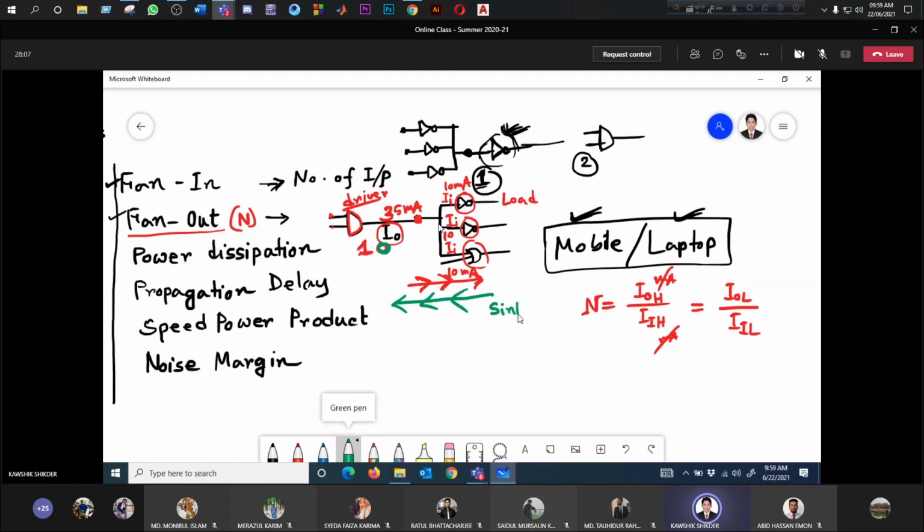So this is known as current sinking. If the direction of current is opposite, from load to driver, that is known as current sinking, and this is current sourcing. Is it okay? Current sourcing and current sinking. So any query from here, fan in or fan out?